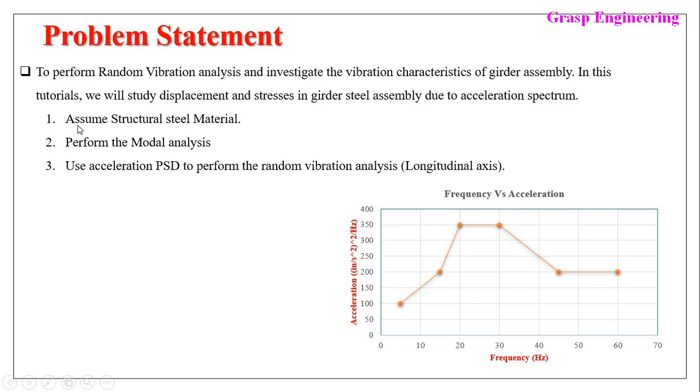Very first, there are three basic conditions for the simulation. The first one is that we need to assume structural steel as the material. Second, we need to perform the modal analysis, and third, we need to use this acceleration PSD, power spectral density, to perform the random vibration analysis, and this spectrum will act on the longitudinal axis. Basically you will find that this is nothing but your frequency versus acceleration curve. For this respective curve we need to perform the random vibration simulation.